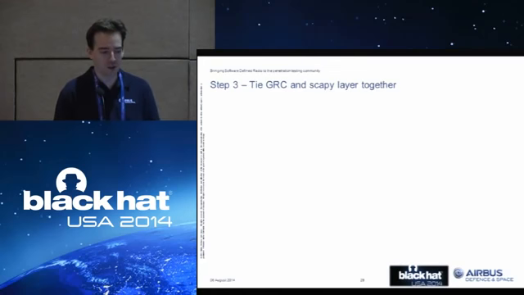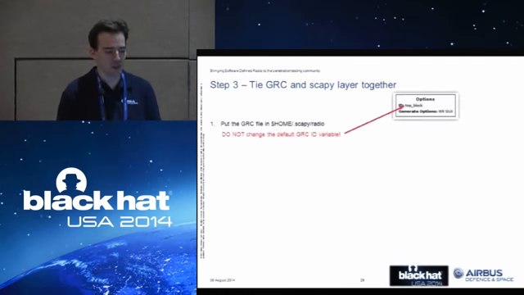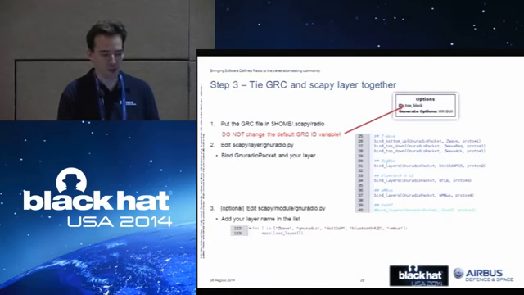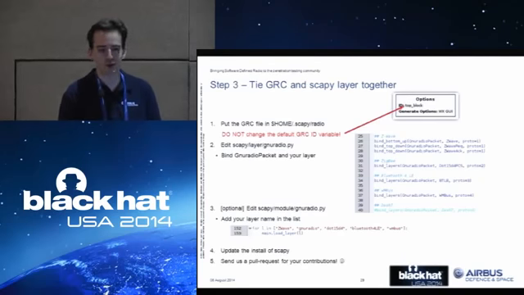Then you have to tie together the GRC and Scapy. You just put your GRC in your home directory, .scapy/radio, and that's all. The tool will find it. But for that, do not change the top_block value, which is the default one for your graph name, because the tool will rely on that. You then edit scapy/layers/gnuradio.py, and you bind the layers together. Optionally, you can add your protocol in the list. It's just for auto-loading, but it's not necessary. You update the installer, and of course, don't forget to send us a pull request for your contribution.